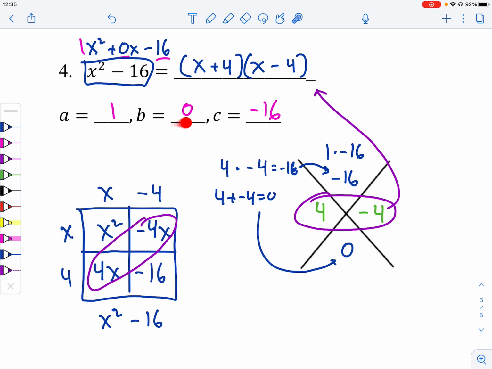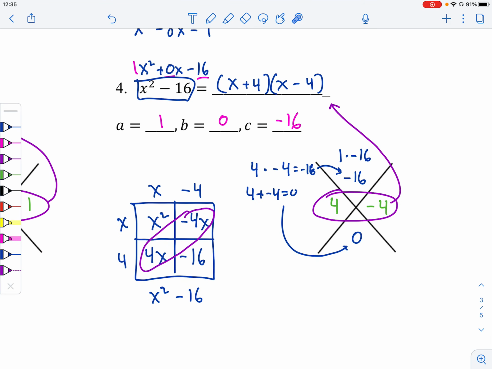Okay, so the whole process is adding on. We just identify what the a, b, and c are. The top of the x is a times c. Bottom of the x is your b, so b for bottom. Okay, and then we find factors that multiply to your top number and add to the bottom number. And we found out this is 4, negative 4, and we just write that in our answer. And we check our answer using a box method or FOIL. Both will work.